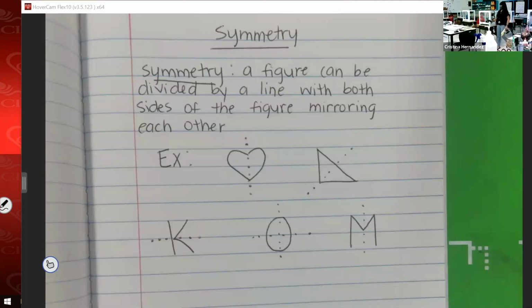D has symmetry. A D does. Wait, if you had a B and you cut it, it would be the same. There's certain letters and numbers that have lines of symmetry. Not everything has a line of symmetry. Oh, I remember the B does. A B, an M. Okay.